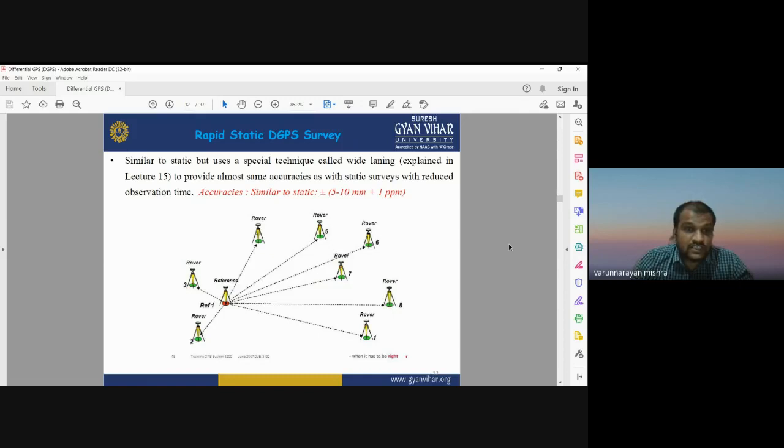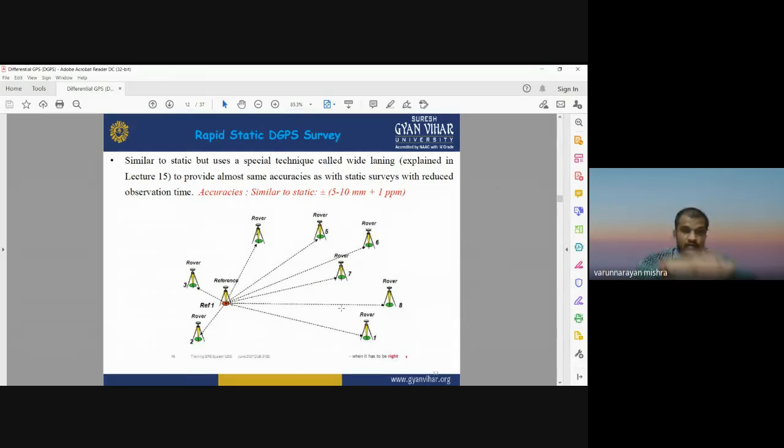You can see here it is similar to a static survey, but it uses a special technique called wide laning. Wide laning provides almost the same accuracies as a static survey with reduced observational time. In the static survey, we need more observational time, with one base station and one rover station. But the rapid static survey uses the wide laning process, so you can use the entire study area to get the coordinates.